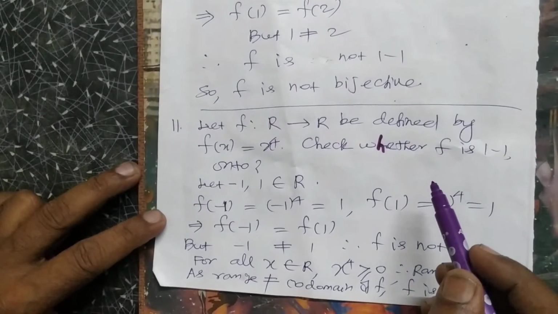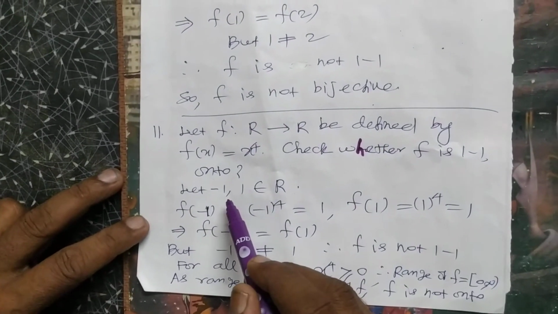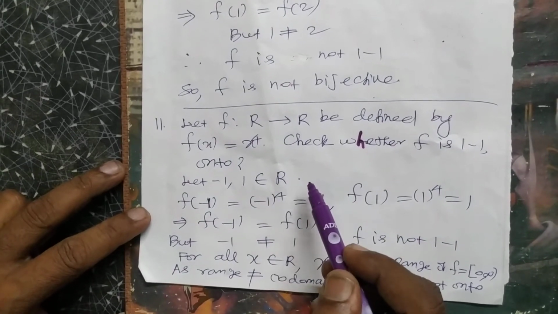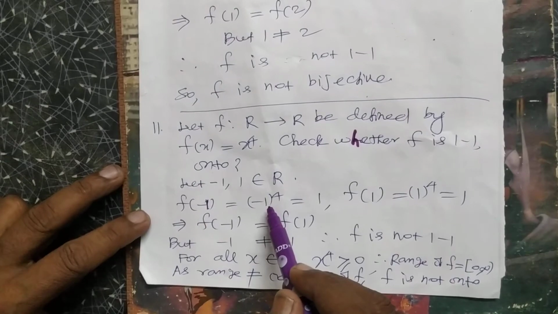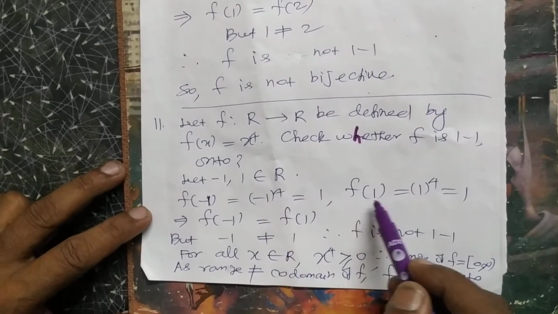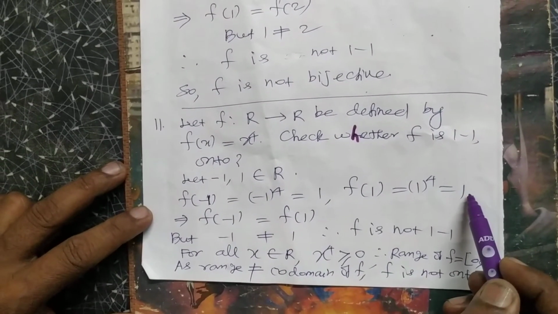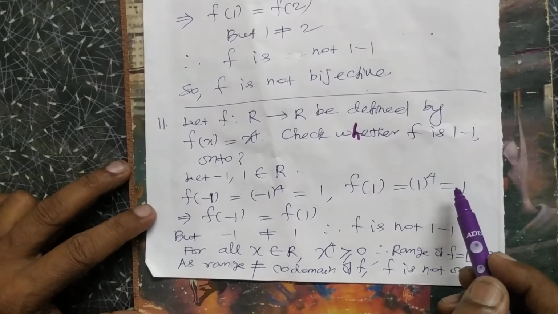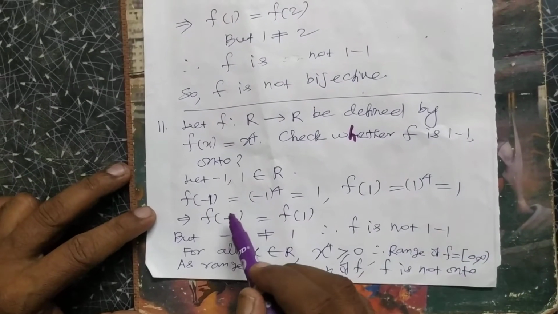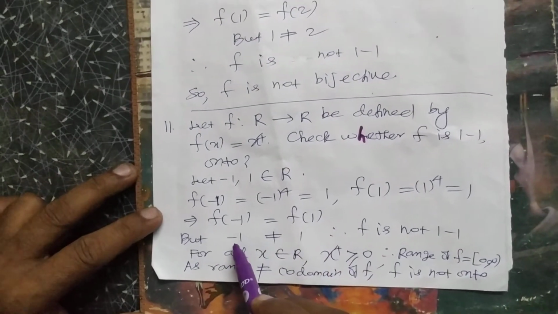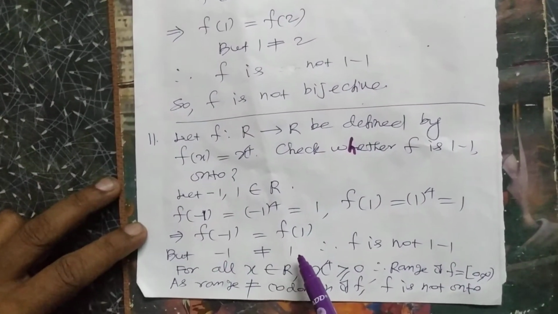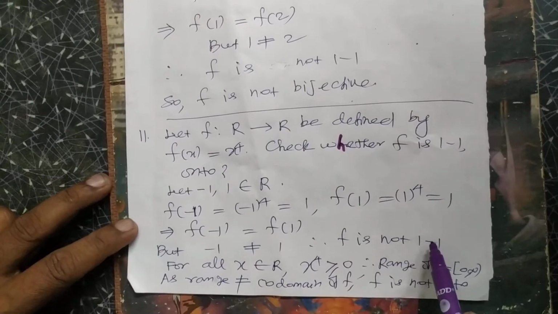You take two different elements, minus 1 and 1, belonging to R. Then F of minus 1 equals (minus 1) to the power 4 equals 1. F of 1 equals 1 to the power 4 equals 1. Minus 1 and 1 are different, but their images are the same. F of minus 1 equals F of 1, but minus 1 is not equal to 1. Therefore, F is not 1 to 1.